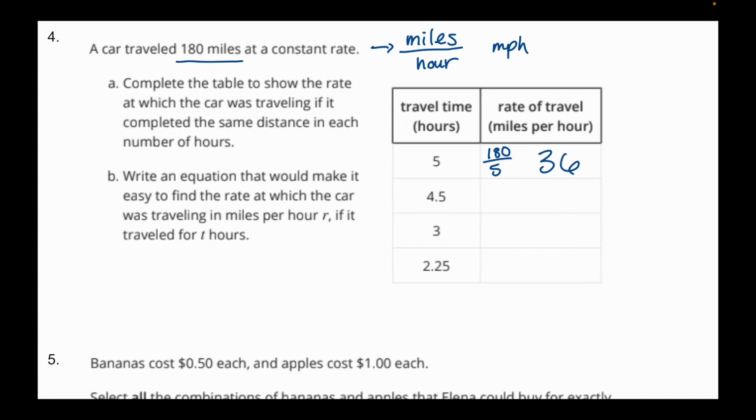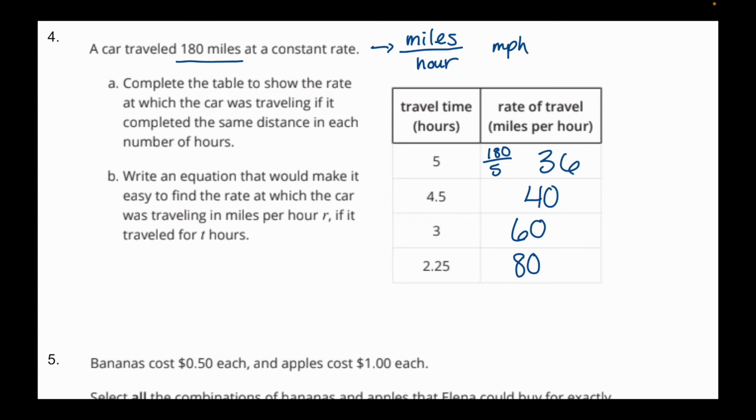And we're going to continue to do that same thing, 180 divided by 4.5. That's going to give me 40. If we do 180 divided by 3, that should make 60. And then if we do 180 divided by 2.25, that's going to be 80.